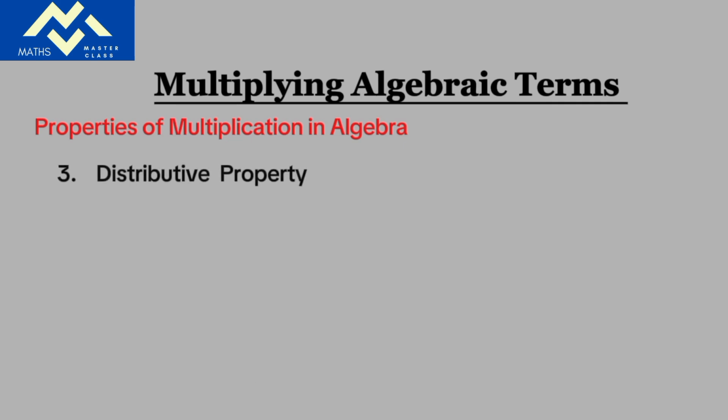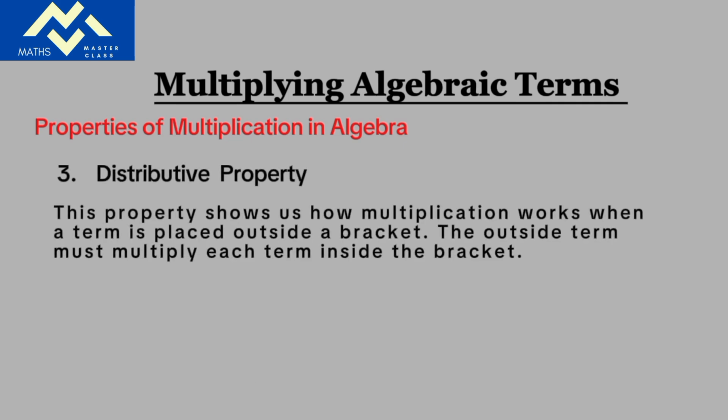3. Distributive property. This property shows us how multiplication works when a term is placed outside a bracket. The outside term must multiply each term inside the bracket. Example, a(b plus c) equals ab plus ac. Don't worry if this feels new, we'll study this properly in the next lesson when we learn about expanding brackets.